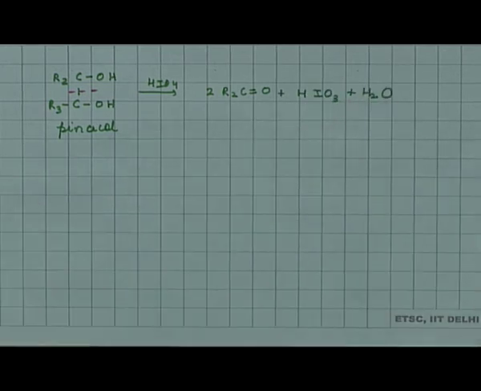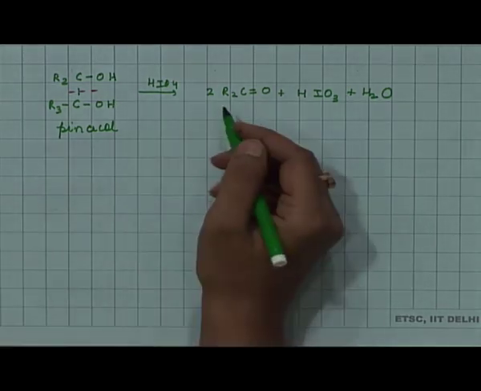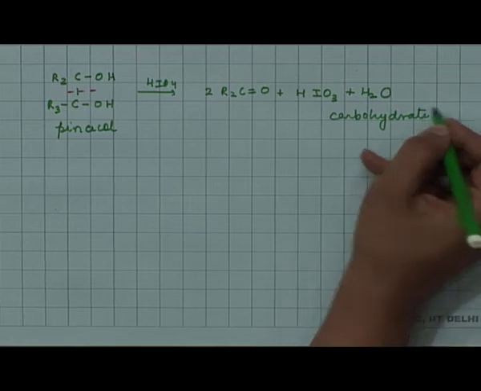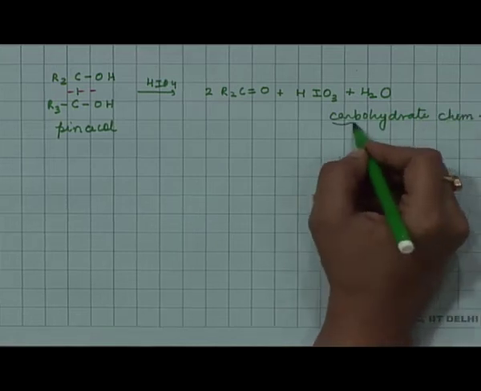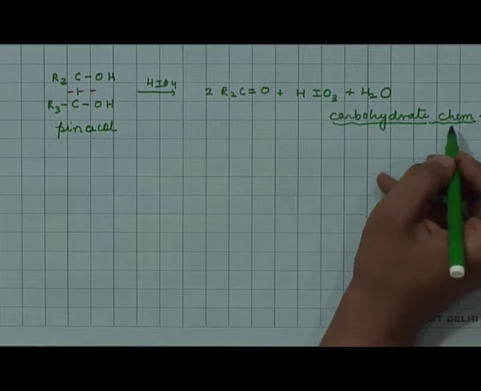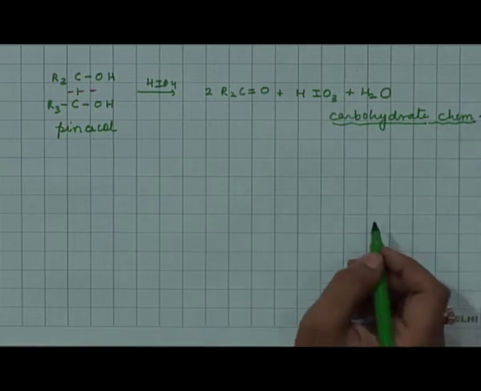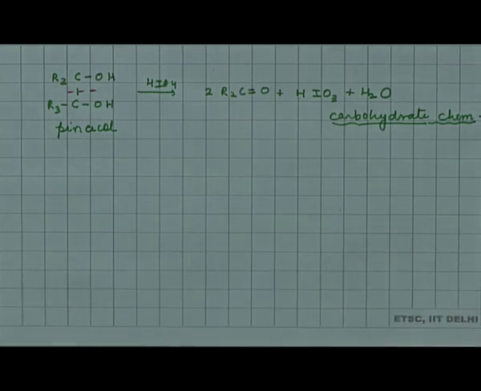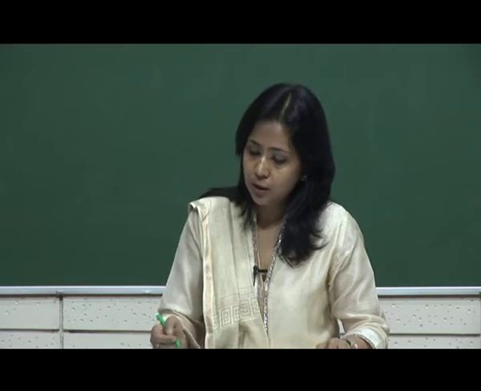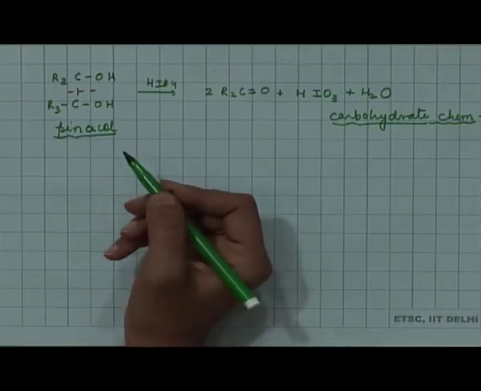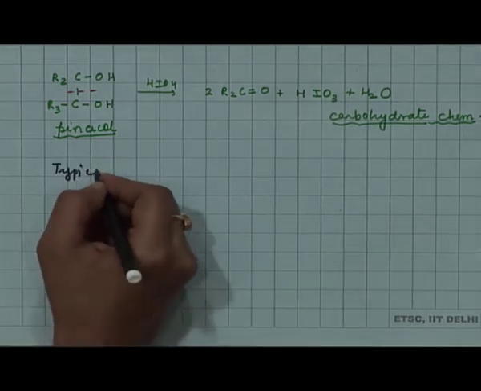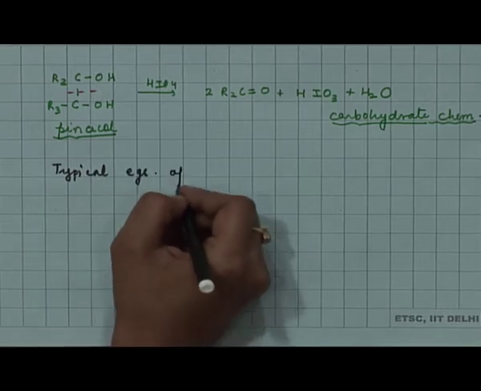So, the importance of this reaction lies in carbohydrate chemistry. This reaction is very important. It is used in carbohydrate chemistry for elucidating the structure of the sugars. Carbohydrates contain many hydroxyl groups, it is a polyhydroxyl compound. So, to find out the number of hydroxyl groups present and the kind of positioning they have with each other, we use this periodic acid oxidation. So, let us see some typical examples of periodate oxidation.